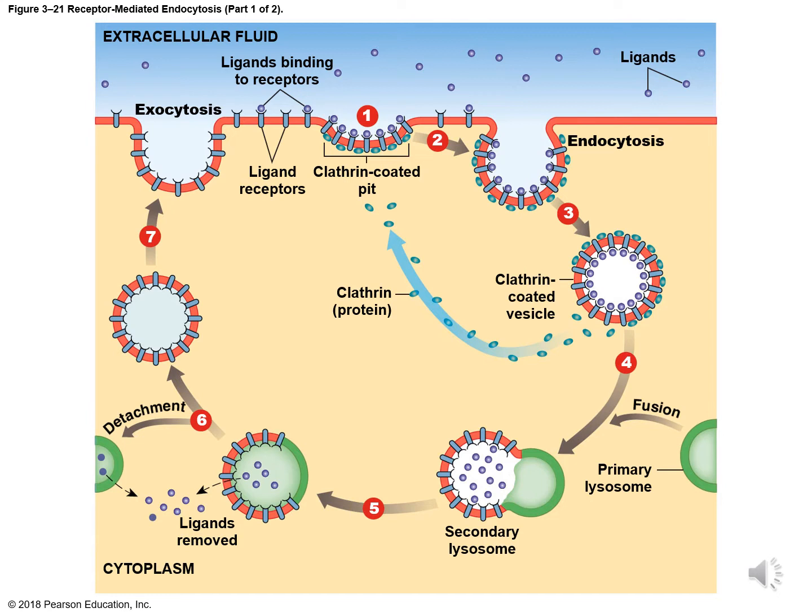Usually glycoproteins are the receptors, and the ligands, the things they bind to, will be hormones, insulin, iron, transport proteins are all examples of what they will bind with.